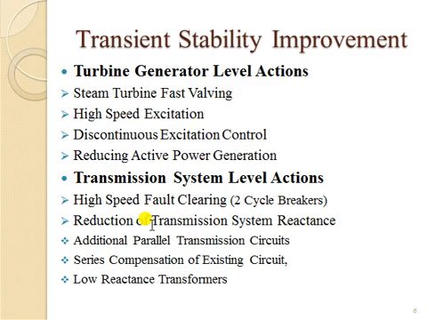You are already aware, in basic electrical engineering we have learnt reactance is a type of resistance. So if you add any resistance or a reactance in parallel, the overall reactance of the system will go down. This has a direct relationship with your maximum power transfer, because in EV by X, the denominator decreases, so your overall value will increase. So your additional parallel transmission circuit will help in transient stability improvement.